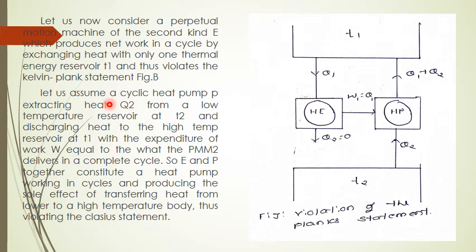In the previous slide we have seen that violating the Clausius statement violates the Kelvin-Planck statement. Here we are also proving that violating the Kelvin-Planck statement violates the Clausius statement also. In both cases, violation of one law leads to violation of the other law. So this clearly says that both statements are parallel statements of the second law of thermodynamics. They are interconnected.